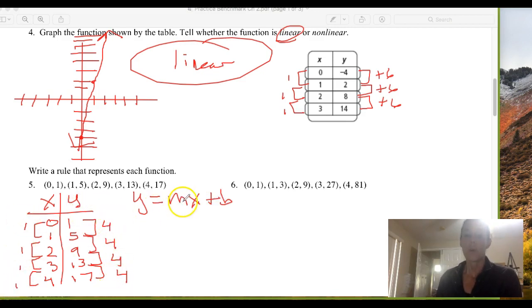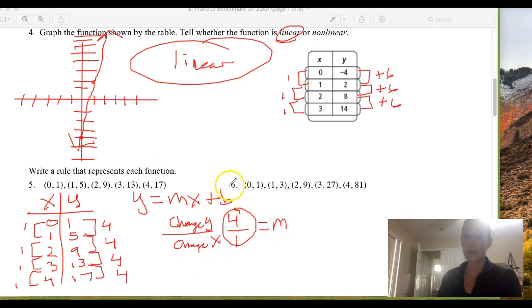So remember, my slope is my change in y over my change in x. Subtract the two y's, you get 4 over subtract the two x's, you get 1. That's how you get slope. Subtract the y's over subtract the x's. If it's constant, it will work. So there's my slope, 4 over 1, or 4.